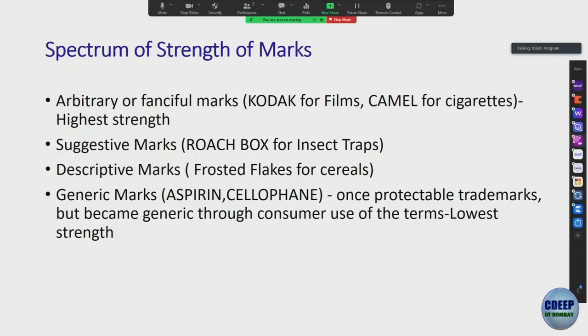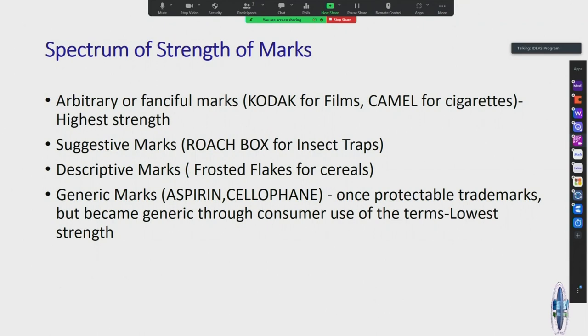Let us look at how strong those marks are. It has been found that arbitrary or fanciful marks or names have the highest strength. When you say Kodak for films, Kodak and film have no connection. The word Kodak does not represent film, photography or anything. Or Camel for cigarettes. Camel is an animal, has nothing to do with cigarettes. But such arbitrary names have the highest strength.